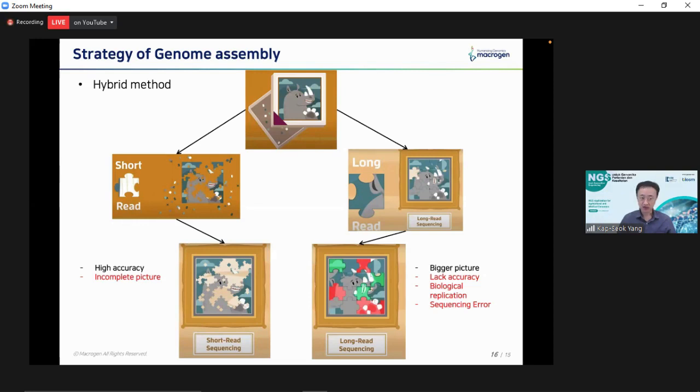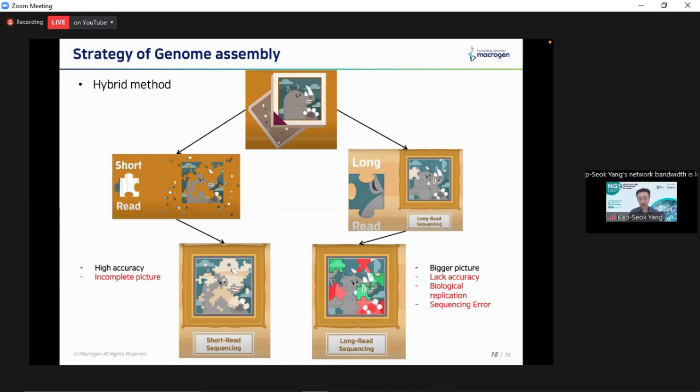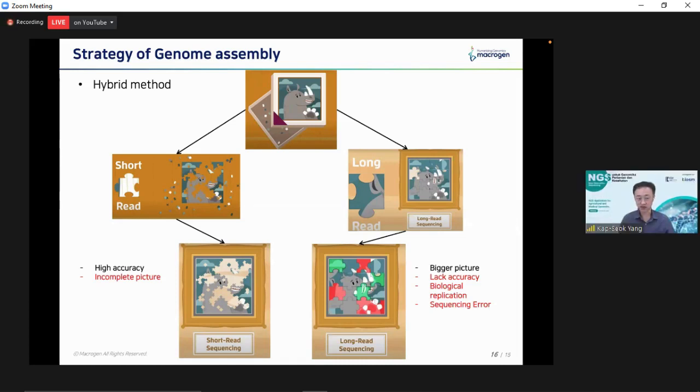With short-read sequencing, you can go very deep. So that's the reason that you will get accuracy. But because the reads are very short, it gives a very incomplete picture. With the long-read sequencer result, you will get a bigger picture, but it occasionally lacks accuracy, or it suffers from more sequencing errors than short-read sequencing. So it's ups and downs. That's why we are doing both, and take the good part from each different platform.